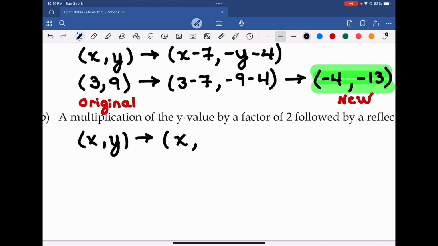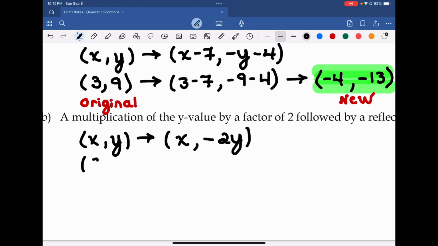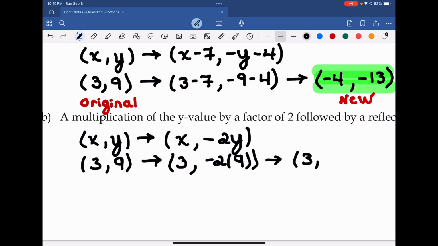For the y variable, it was reflected, so there's going to be a negative, but the y's were all multiplied by 2, and so we're going to write it as x comma negative 2y. Now let's take our original point of 3 and 9. So 3 and 9, we're going to map it to the new point here. So this is 3 for x, negative 2 times the 9 for y. I'm going to close that. This is going to give us a final point of 3 for x, and negative 2 times 9 is negative 18 for y. Again, what we could put right below is, this is the original, and then this is the new point.